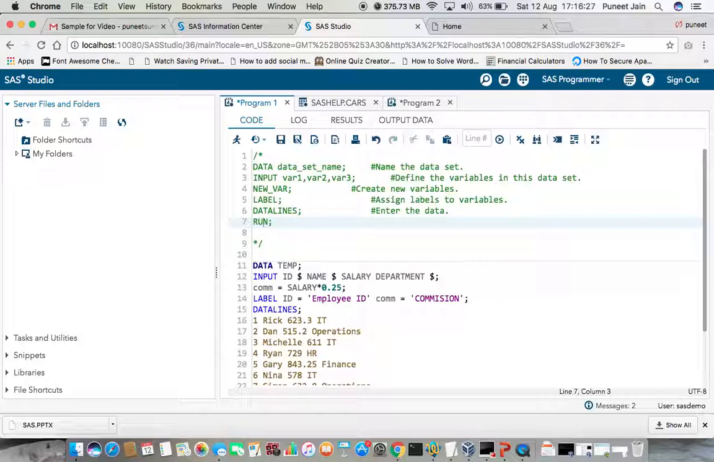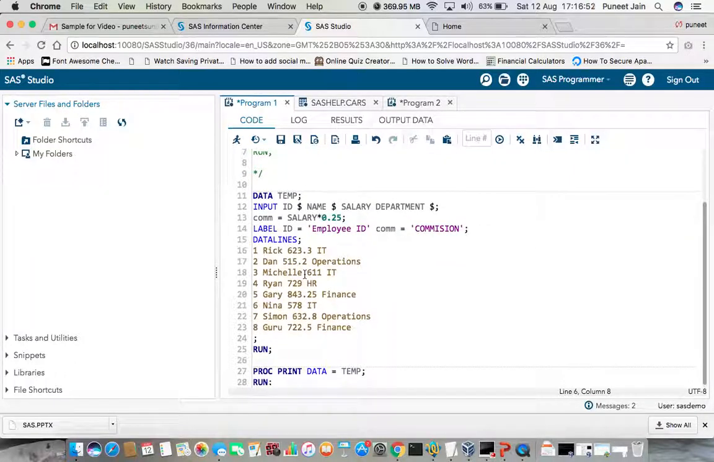The run command is executed by the first option which is mentioned over here below the word code, the running man kind of section structure. This helps in executing the run command. Data lines. Data lines means whatever kind of input we have, we input that data in the segment of data lines. As you can see from below line number 15, I have data lines and the data points which I have inserted over here.